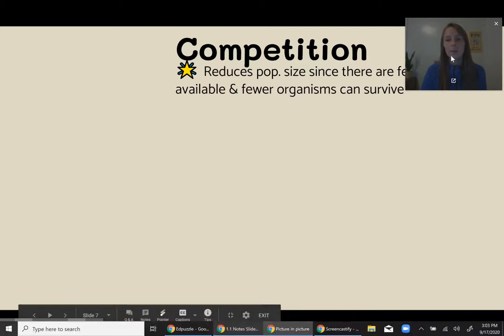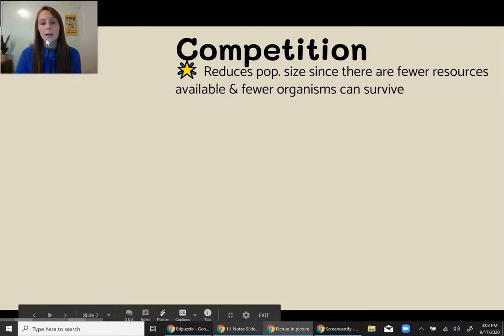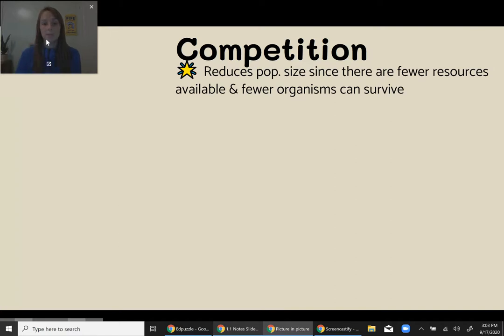Next up, we have good old competition. And the important thing to remember about competition is that it reduces population sizes, because there are fewer resources available and fewer organisms can survive. So that's the star point about competition. Remember that competition reduces population size. So if there's ever a competition environment, both populations are going to decrease because there are fewer resources for them to have.